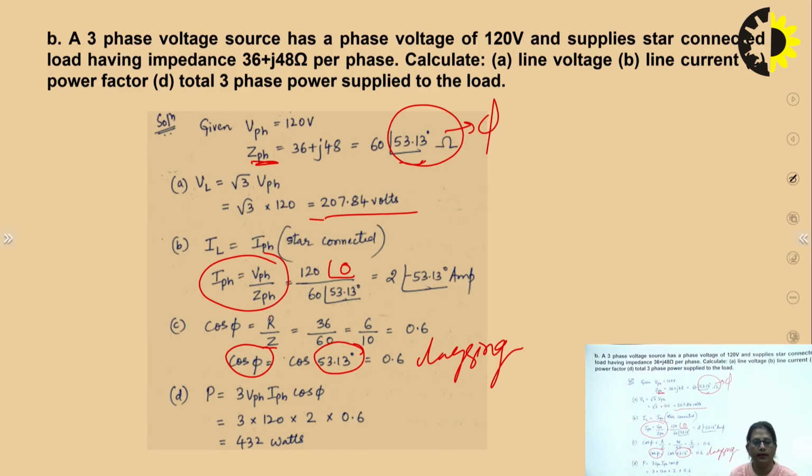Finally, the total power taken is 3 V_ph I_ph cos phi. So 3 times V_ph, which is 120, I_ph is 2, what we found, and multiply the power factor, which we got as 0.6. So the power becomes 432 watts.